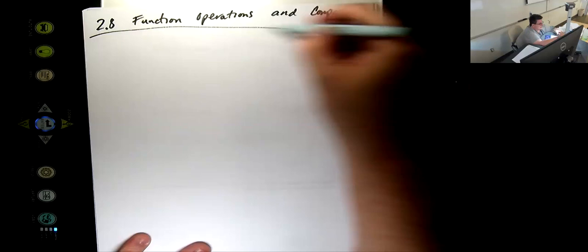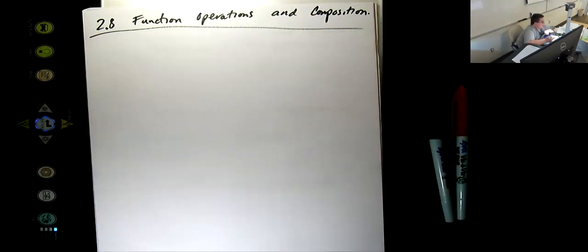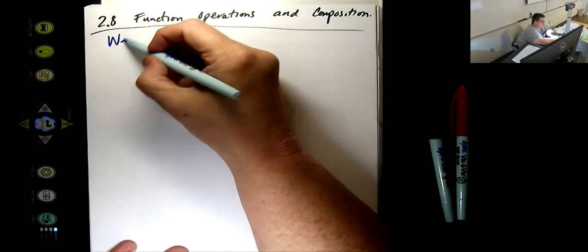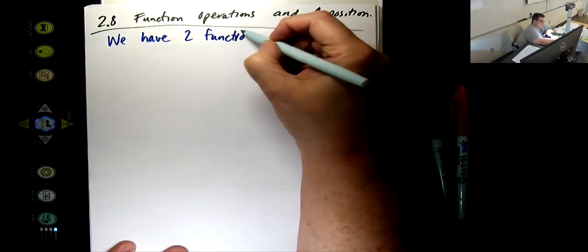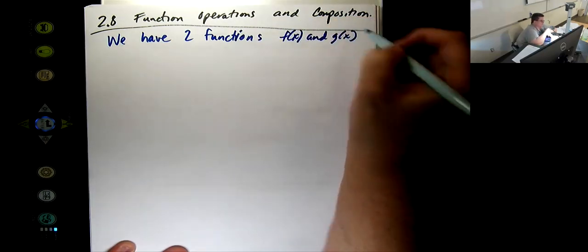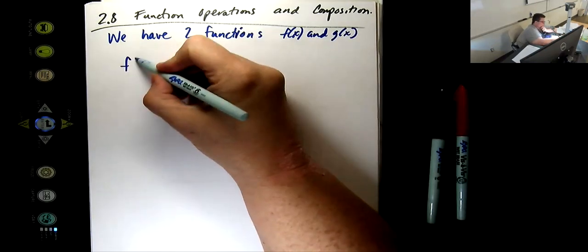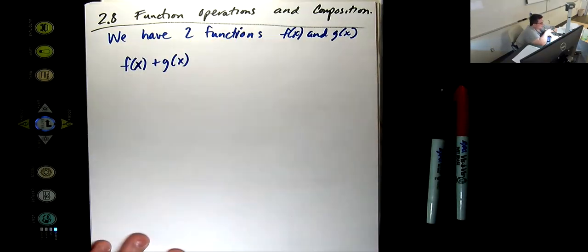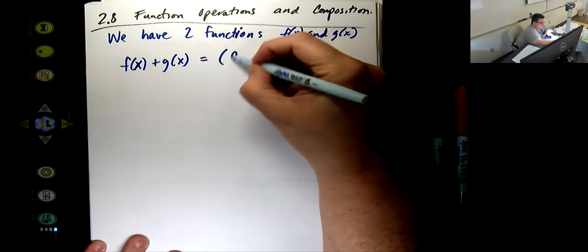So this is just lazy mathematicians came up with this. You just have to remember what it means. We have two functions, f of x and g of x. When we add them together, they decided writing this was too much work, and they write it like this.